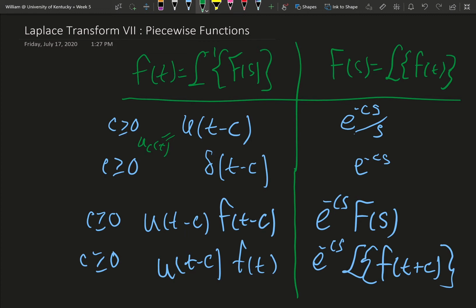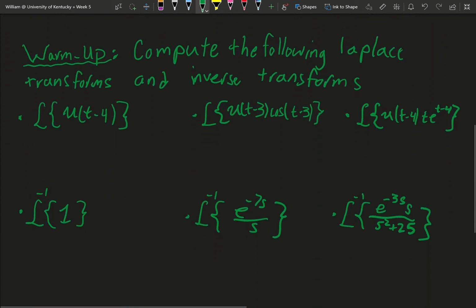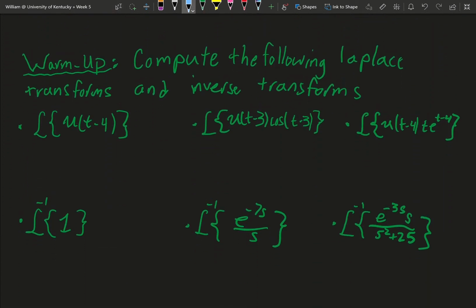This here is the Dirac delta, and we call these the t-domain shift properties. Okay, using those, try the following problems. Work on the following warm-ups. Most of these should be pretty straightforward, though do watch out for this guy right here. It's a little bit trickier.